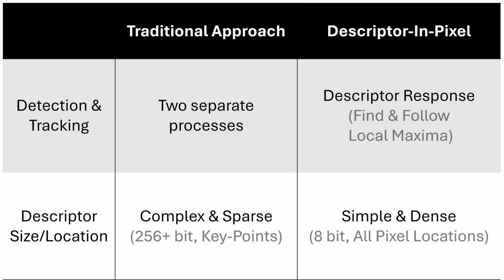As a summary of how our approach differs from the traditional camera-based pipeline, rather than detection and tracking being two separate disjoint processes, everything is handled by descriptor response, essentially just finding and following local maxima within the descriptor response and then updating the locations of descriptors within the pixel processor array based on this response. Also, it is fundamentally different in that the traditional approach has complex and sparse descriptors, using very long descriptors but only at the locations of sparse key points, while our approach is simple and dense in that it has simple, in this case 8-bit descriptors, but placed at all pixel locations simultaneously.